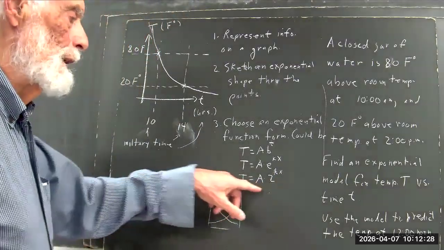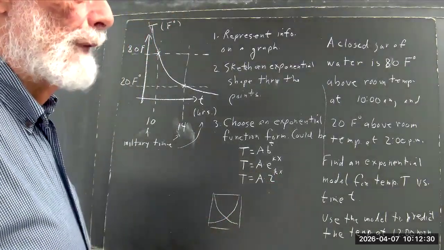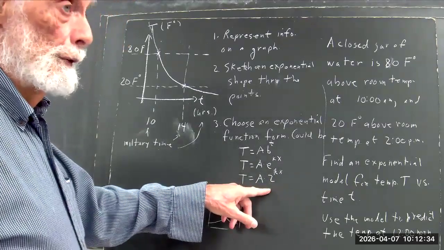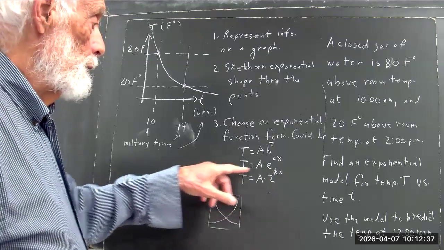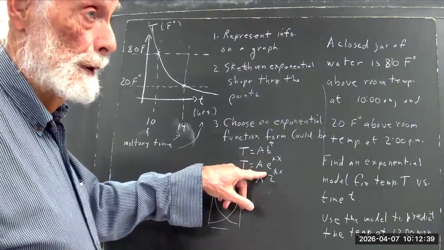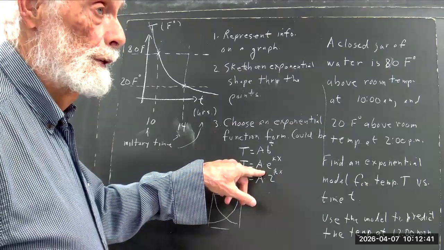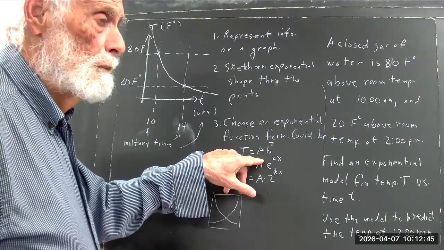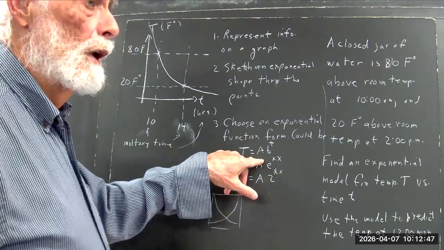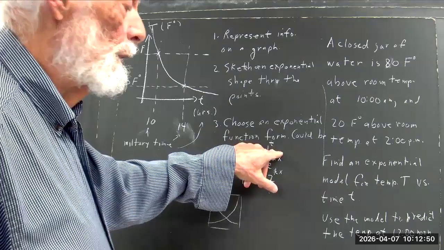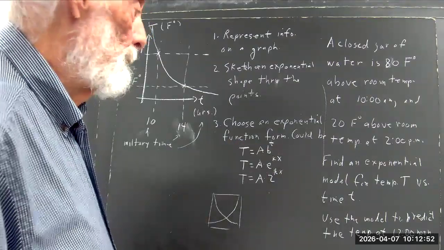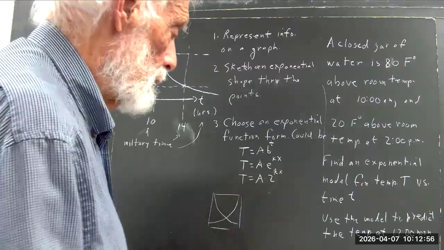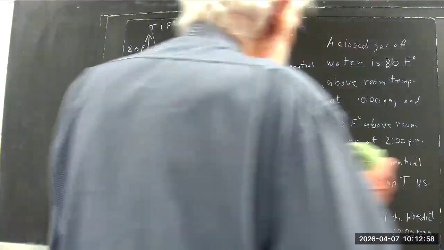The a times e to the kx has some advantages. It's pretty easy to get a grasp on the half-life if you're using this function. If you're going to do calculus with it, this is the function you want. This is the easiest function to do calculus with. If you want to analyze the model without using logarithms, you're going to choose this model, okay? Either of these involves logarithms, and I'm actually going to choose one of those two models.